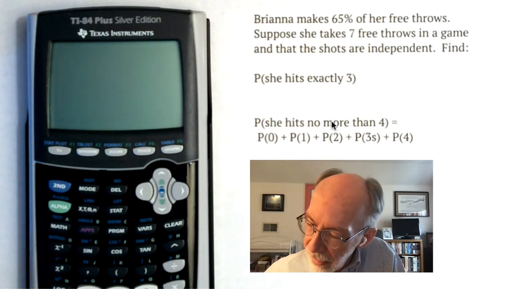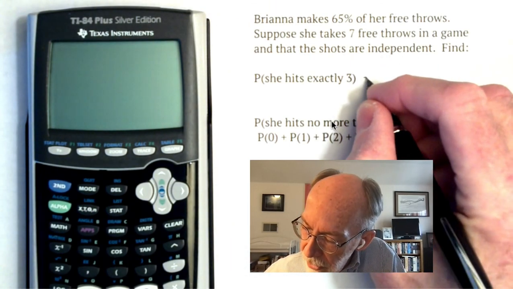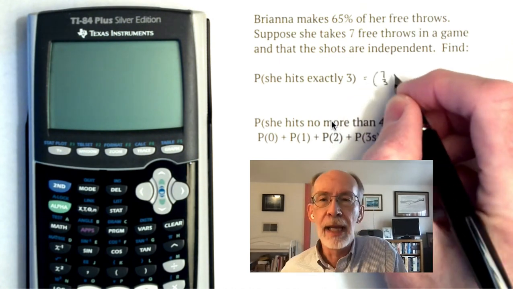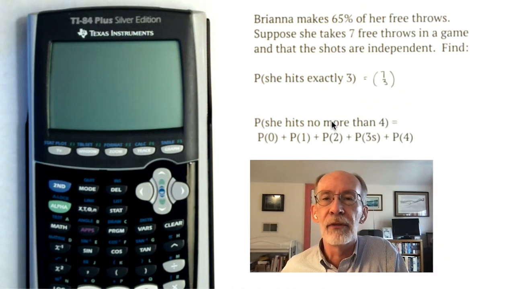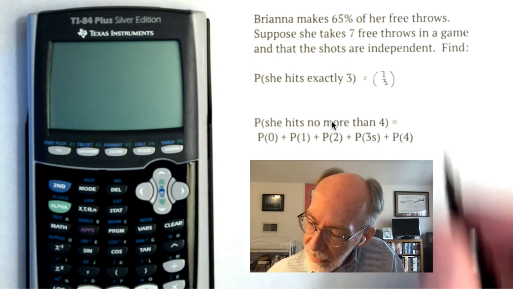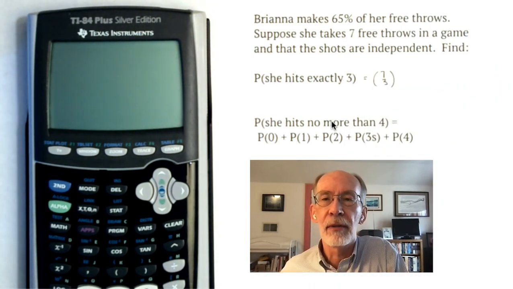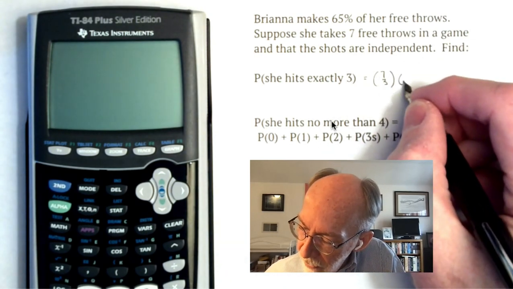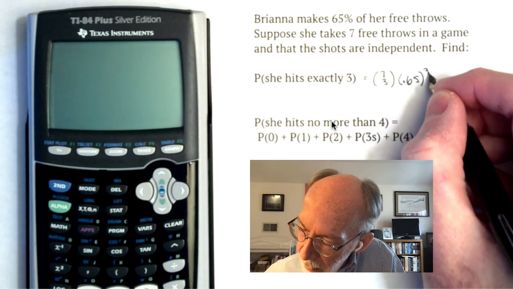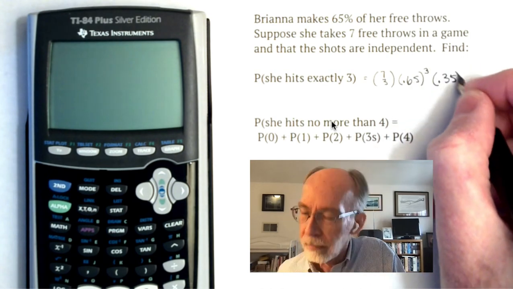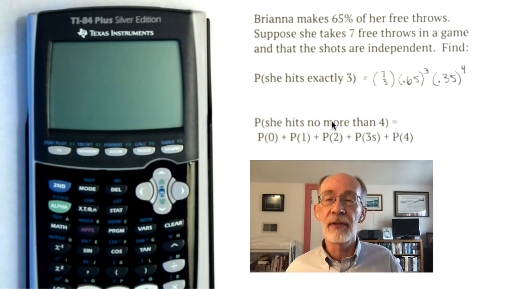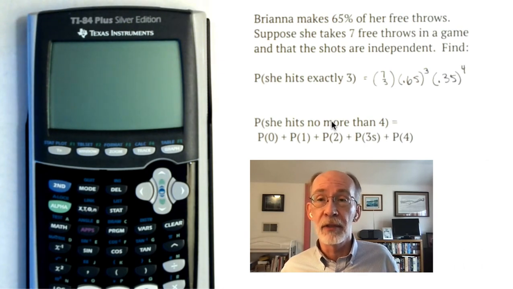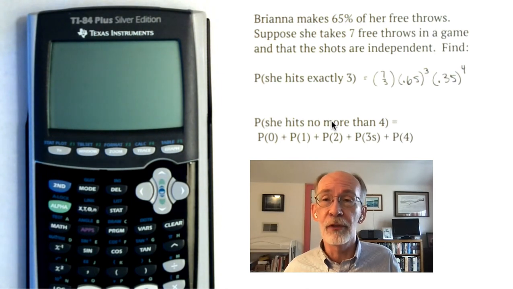We could say that there are 7 choose 3 ways that she can make 3 of her 7 shots. And each of those outcomes involving 3 hits and 4 misses is going to have a probability that is 0.65 to the third times 0.35 to the fourth, because we have these 7 independent events, 3 of which have probability 0.65, the hits, and 4 of which have probability 0.35, the misses, and we could punch this out on the calculator and we'd be good to go.